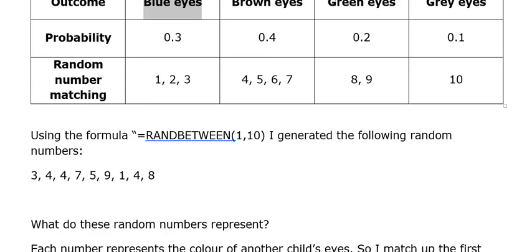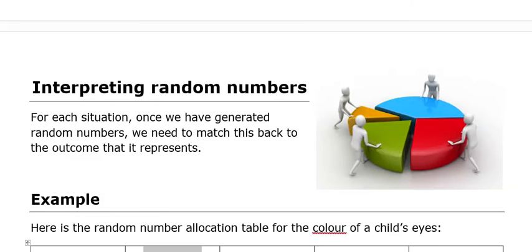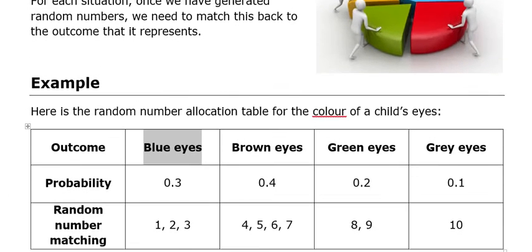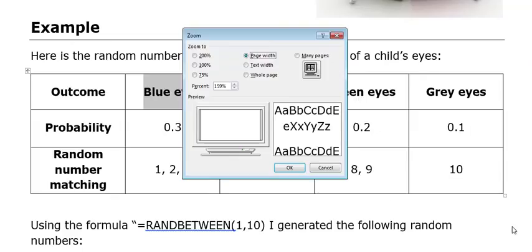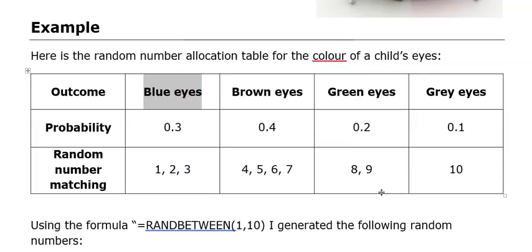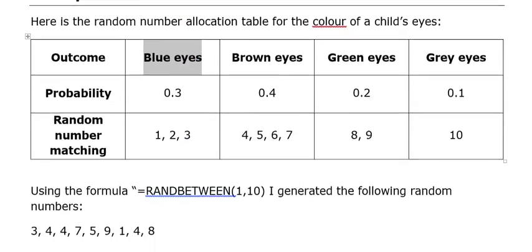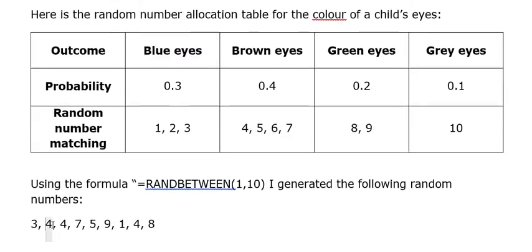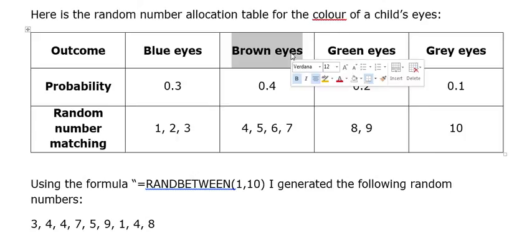Then I match up the second number. My second number that I generated was the number 4. So when I look at my random number allocation, the number 4 is representative of a child with brown eyes. So the second child I've simulated has brown eyes.